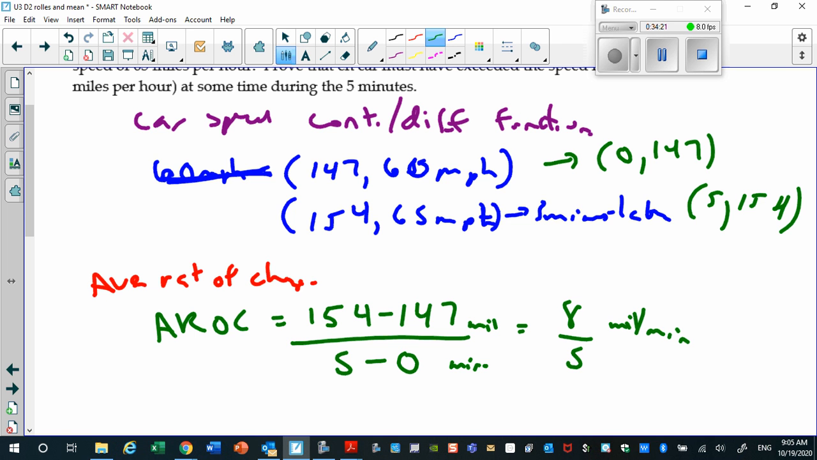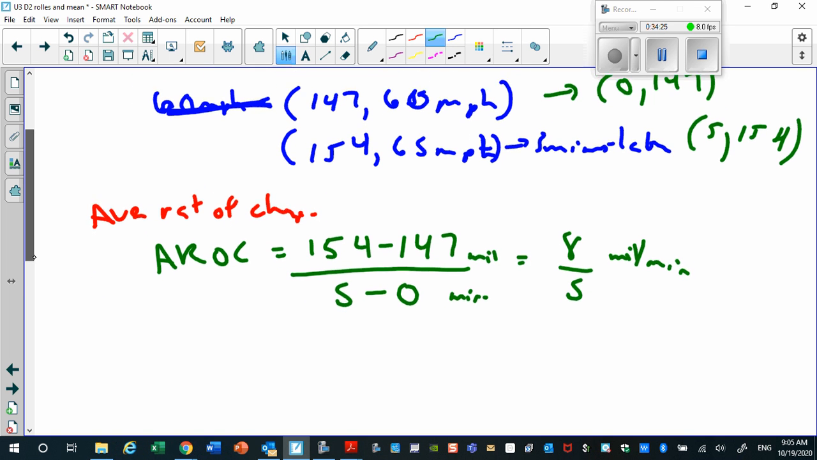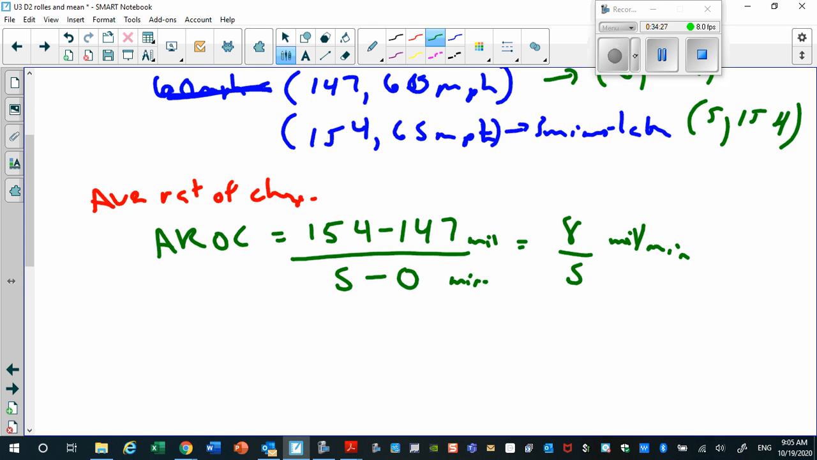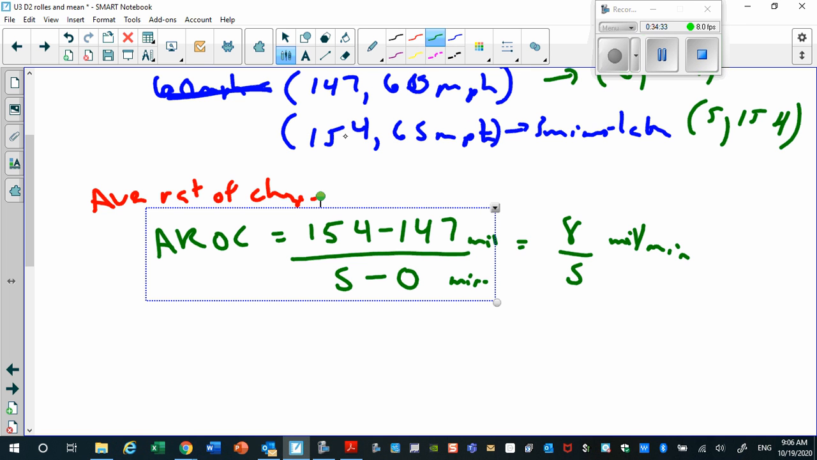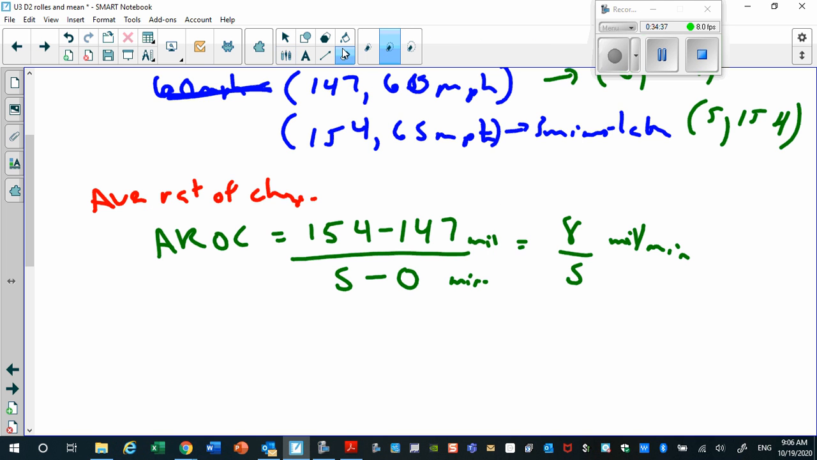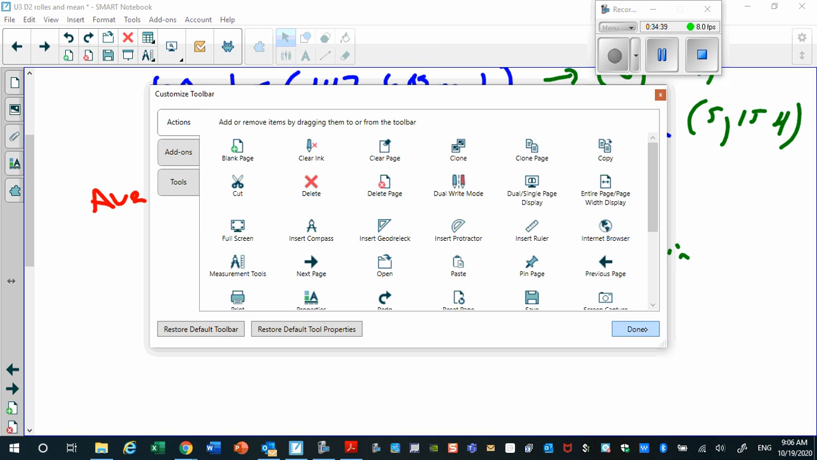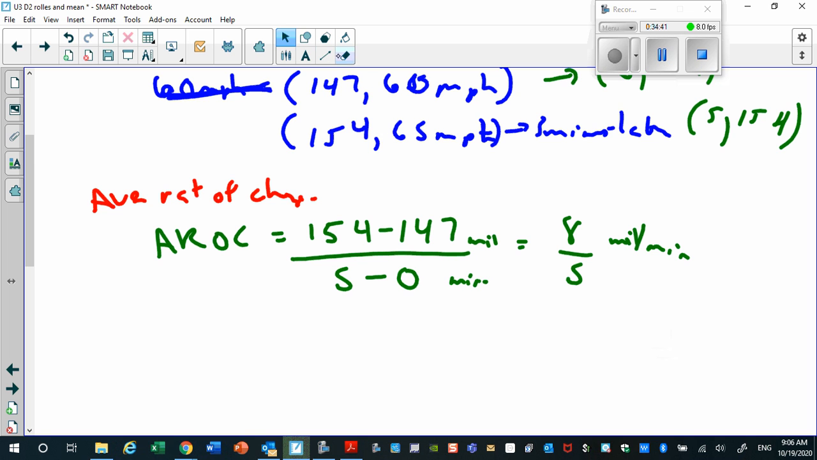The problem is I need miles per hour, because my speed is in miles per hour. So this is an issue because I have to have miles per hour and not miles per minute. So I'm actually going to go back and fix something because I don't want miles per minute. I want miles per hour, which means this needs to change.